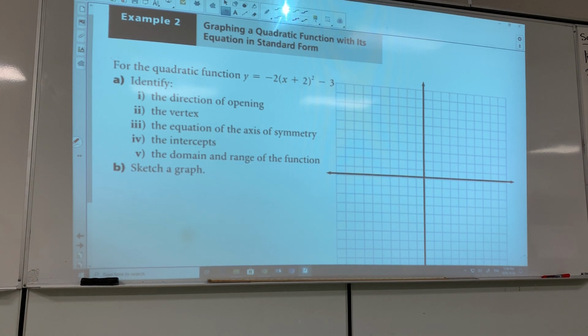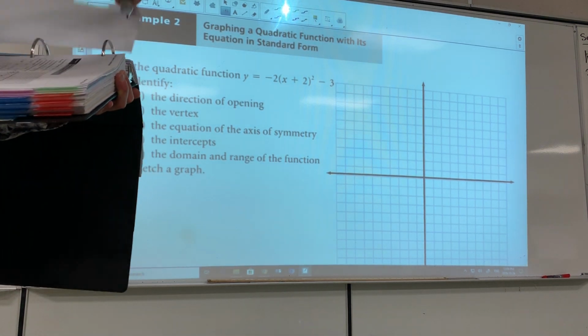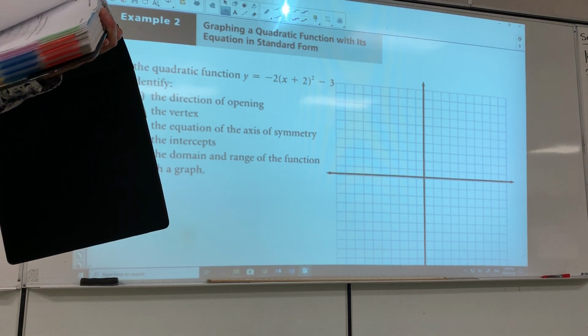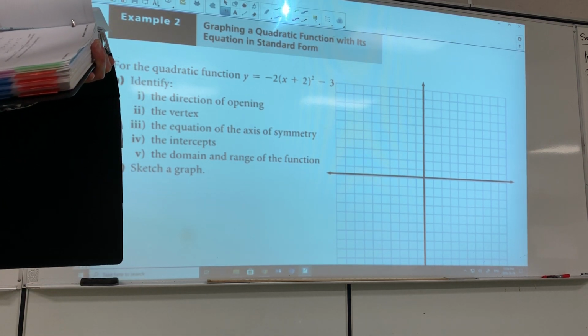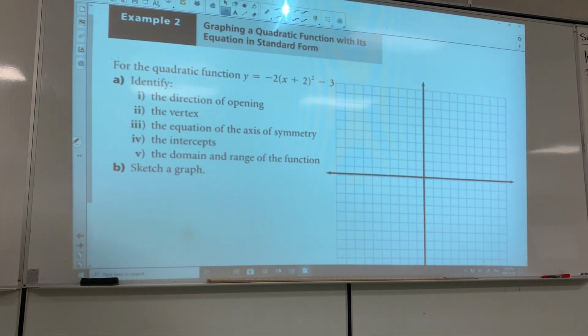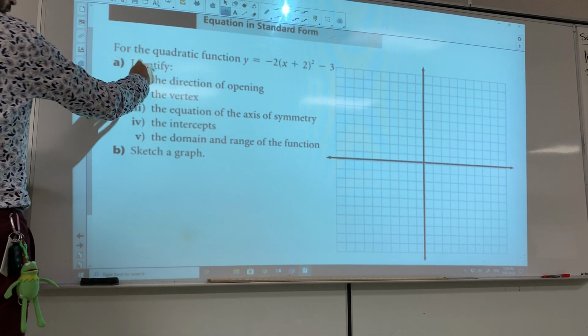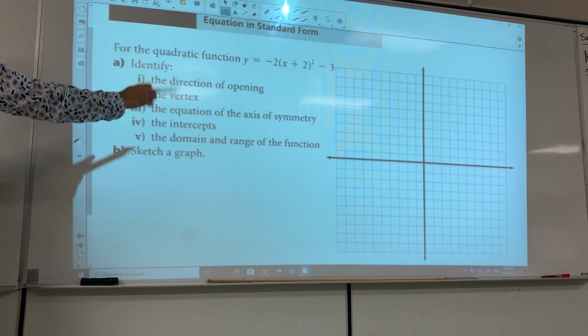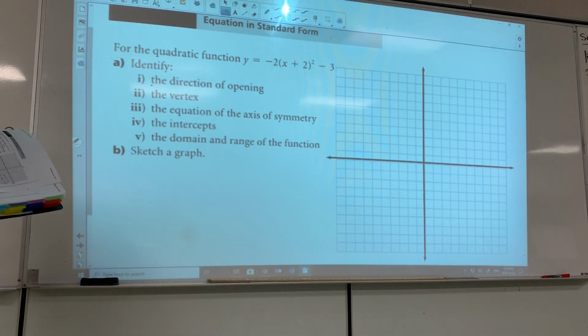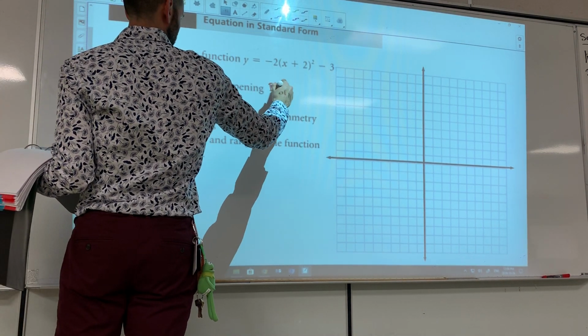So now we're going to graph it from the equation, of course. And this will probably be your last example. Okay, let's go fast. We're going to do all this stuff: the vertex, direction of opening, the equation of the axis of symmetry, and so on. Can we do this right now? The direction of opening, what tells us that? It's the a value. So it's negative, so it's opening down.